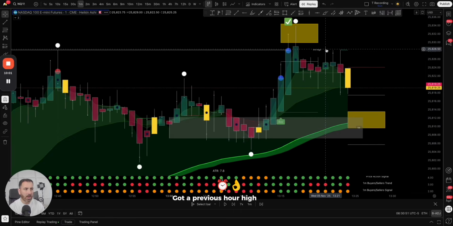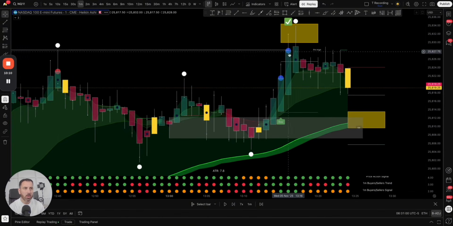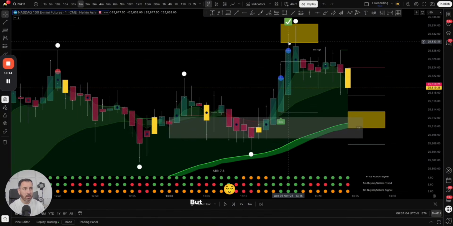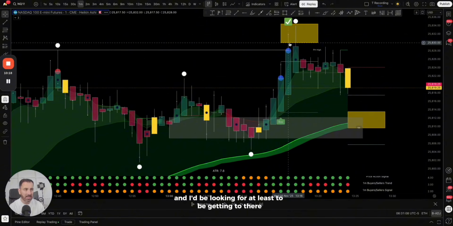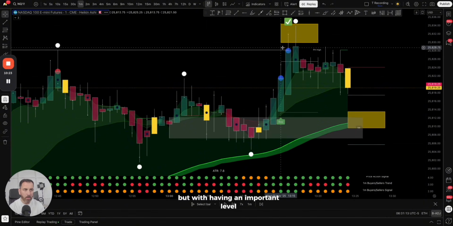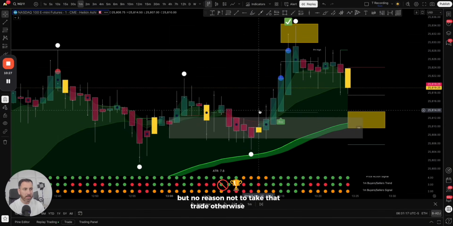Got a previous hour high that we'd be a little bit wary of. As I say, the previous hours are important, and that would stop me being a little bit wary about going too far above here. But TP1 should be fine, and I'd be looking for at least to be getting to there. I would maybe not take the risk on TP2 and 3 here, with having an important level within our midst. But no reason not to take that trade otherwise. 5 wins.